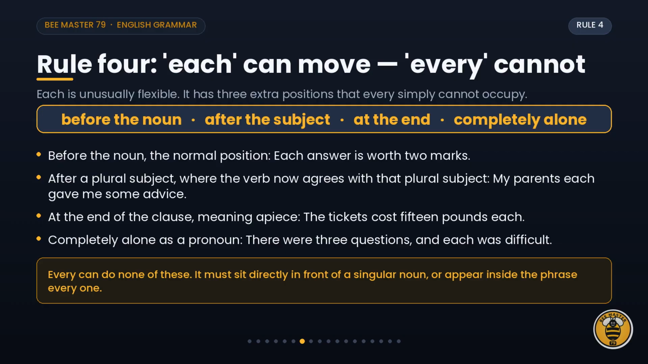Each can also go right at the end of the clause where it means a piece. The tickets cost £15 each. And finally, each can stand completely alone as a pronoun. There were 3 questions and each was difficult. Every can do none of those 4 things.